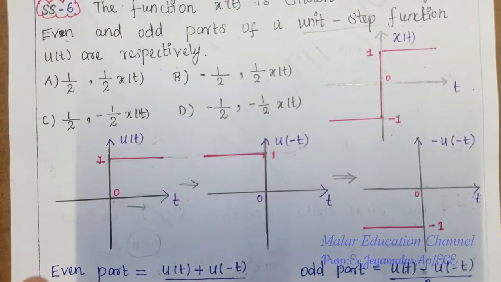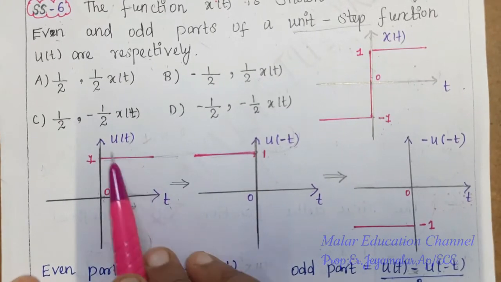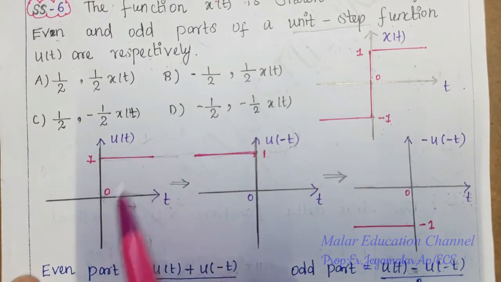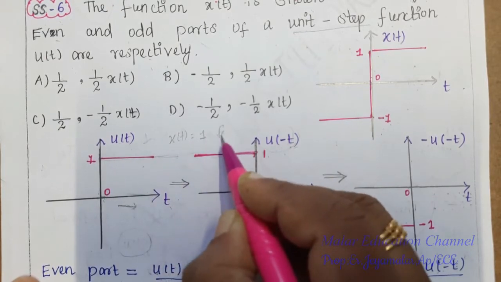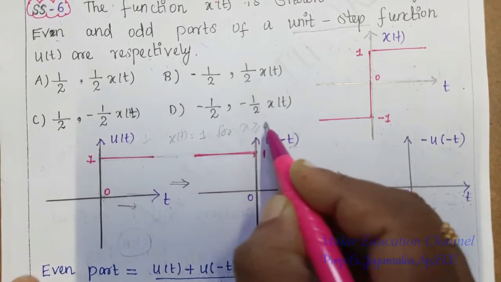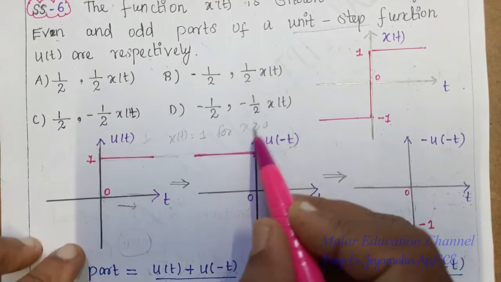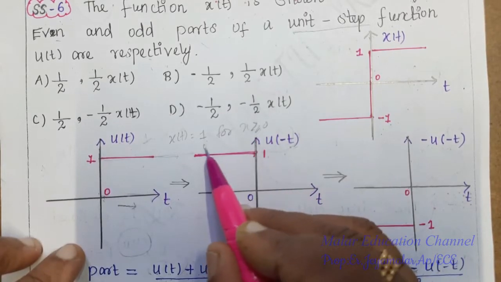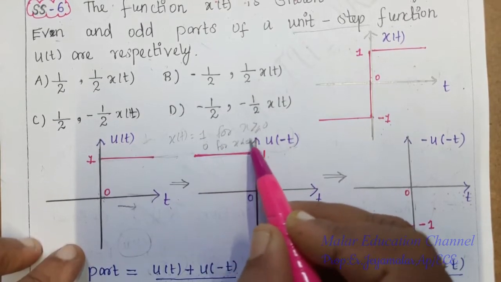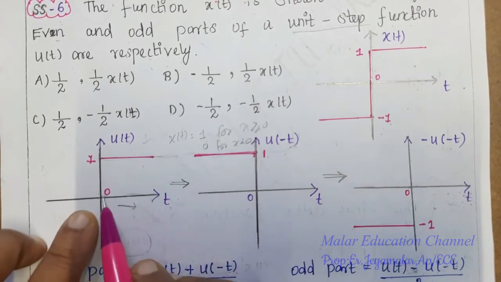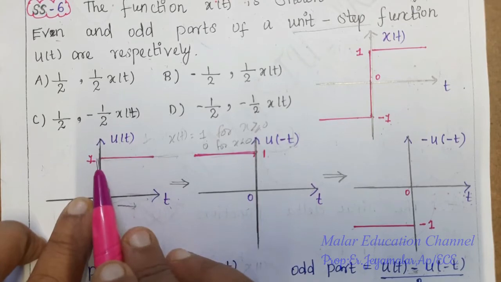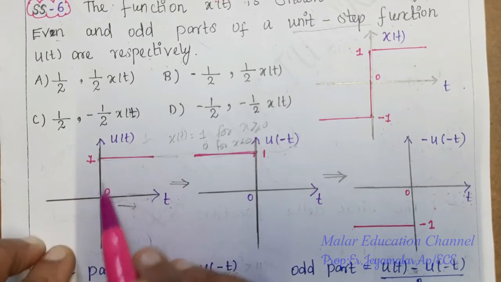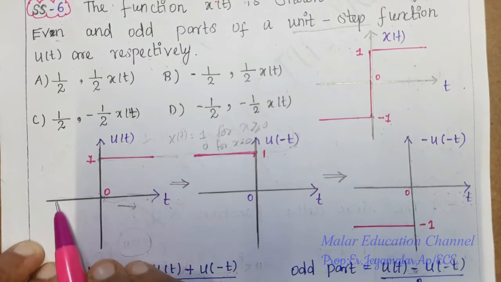Here we know that u of t is the unit function. The unit function means x of t equals 1 for t greater than or equal to 0, isn't it? Correct? For values greater than or equal to 0 it's 1, and 0 for t less than 0. Start from 0, up to the positive direction, the amplitude is 1. That is for the unit function. For the negative side, the amplitude is 0.